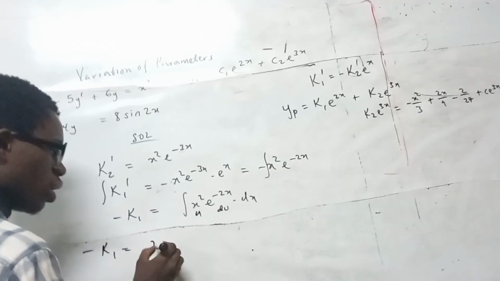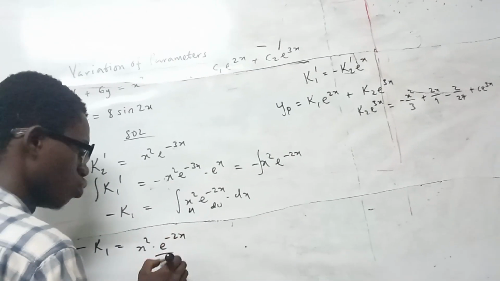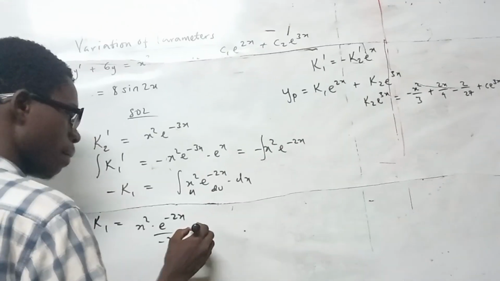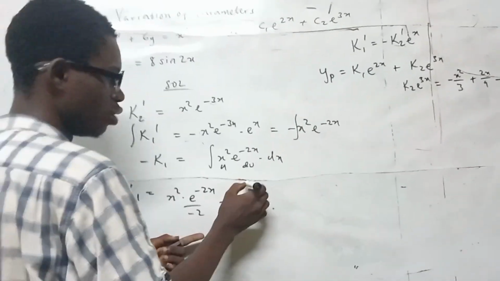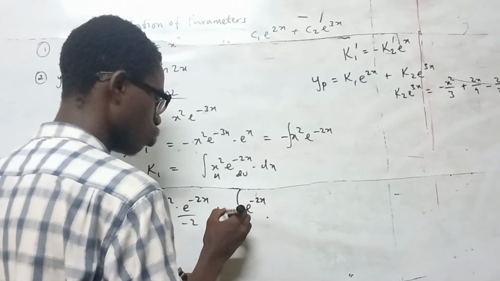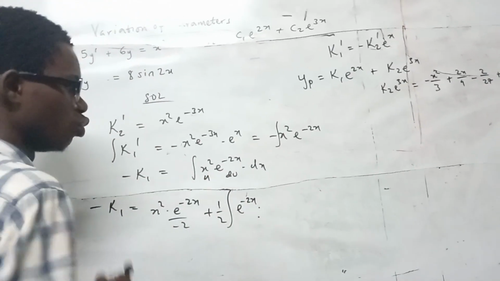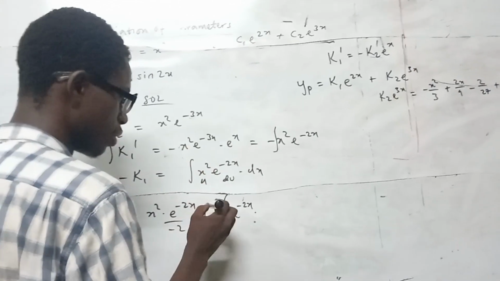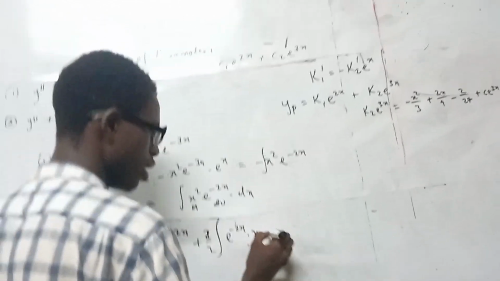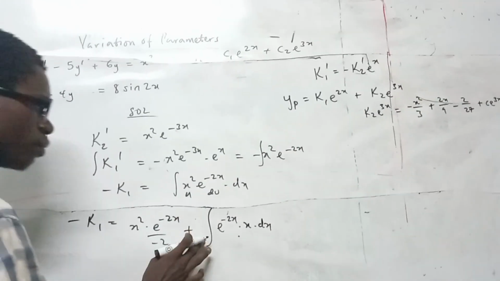So that's x squared. v is going to become something like e to the minus 2x over minus 2, minus the integral of v du. v is e raised to power minus 2x over minus 2. That turns this one to plus 1 over 2. du, v du is 2x. So this is 2 and this is x dx. So this cancels out as 1, 2 divided by 2 is 1.